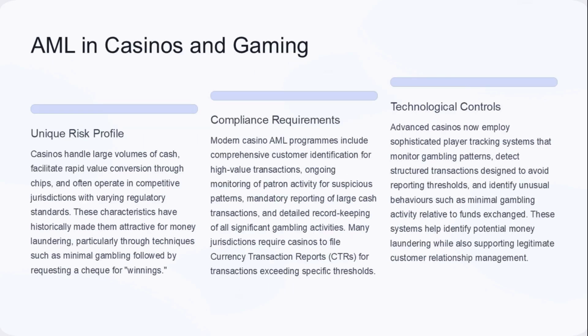Casinos handle large volumes of cash, making them attractive for money laundering. Compliance requirements include monitoring high-value transactions and reporting suspicious activities. Technological controls, like advanced player tracking systems, help identify potential money laundering while supporting legitimate customer relationships.